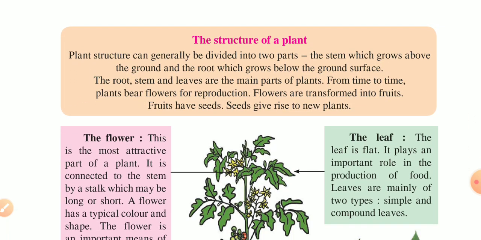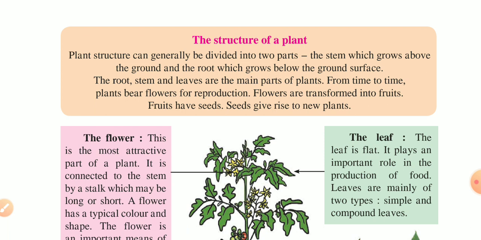Now we learn the structure of a plant. Plant structure can generally be divided into two parts: the stem, which grows above the ground, and the root, which grows below the ground surface. The root, stem, and leaves are the main parts of the plant. Every part is a main part, but some parts you have to learn. The root, stem, and leaves are the main parts of a plant.